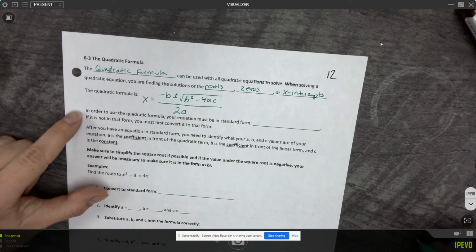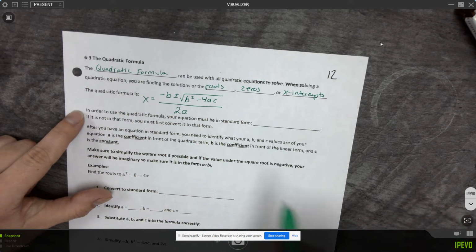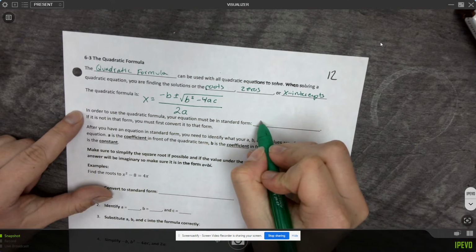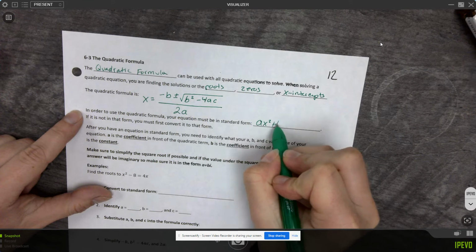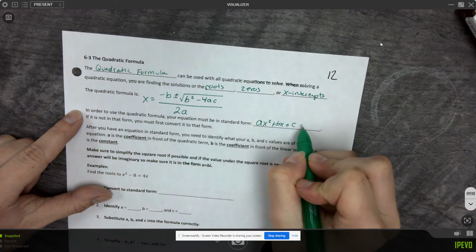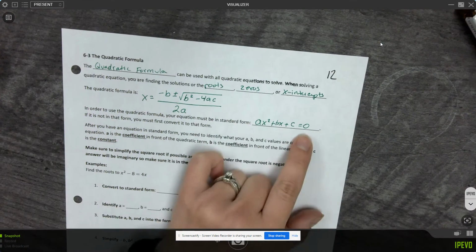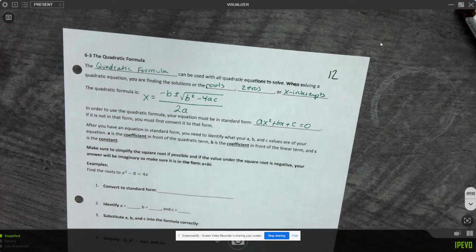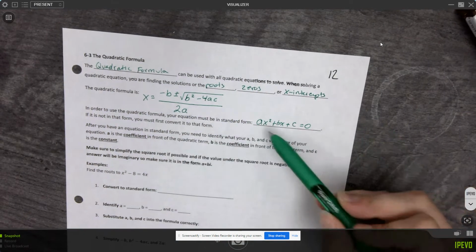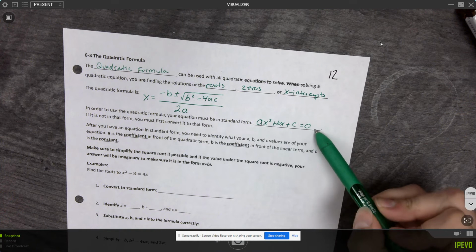In order to use the quadratic formula, your equation must first be in standard form, which is ax squared plus bx plus c set equal to 0. So it has to be equal to 0. If you have a function or an equation that has ax squared plus bx plus c equal to y, or equal to f of x, you just replace that y or the f of x with 0.